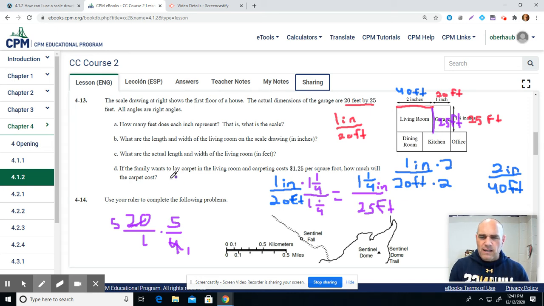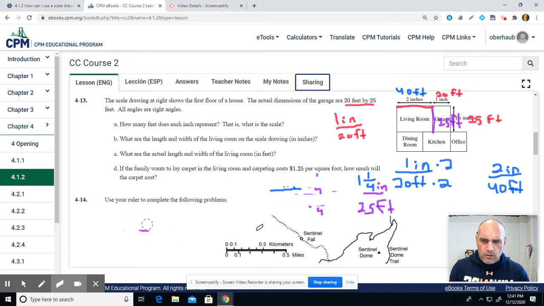So if the family wants to lay carpet in the living room and the carpeting costs $1.25 per square foot, how much will the carpet cost? All right. Hold on, I want to get some of my work out of here. You leave yours on your paper. Give me some room to work.